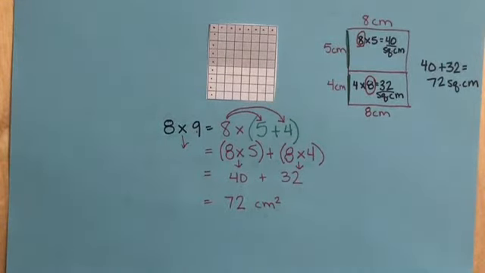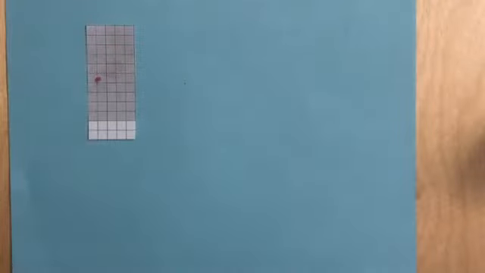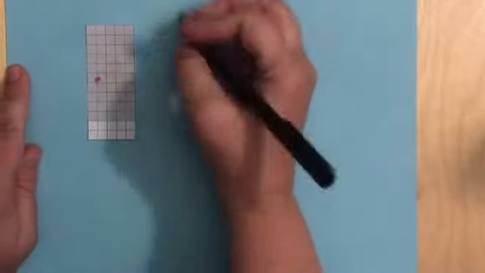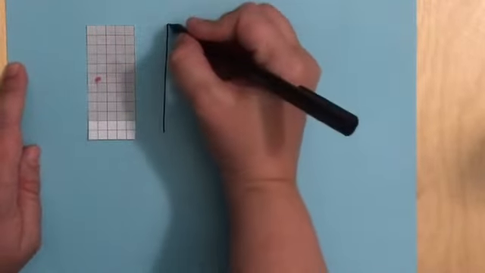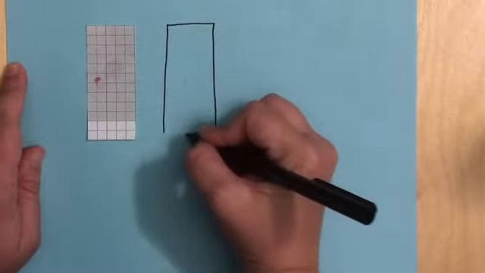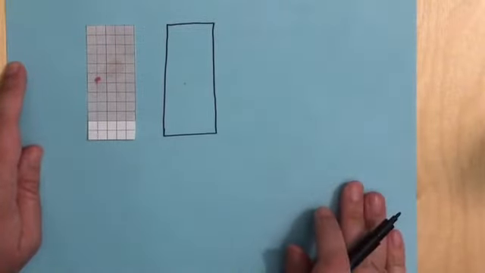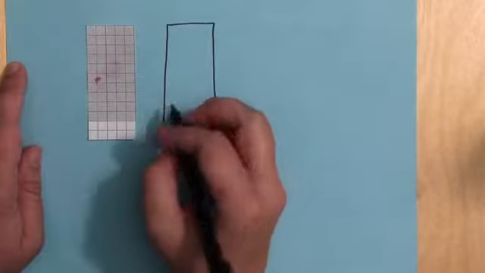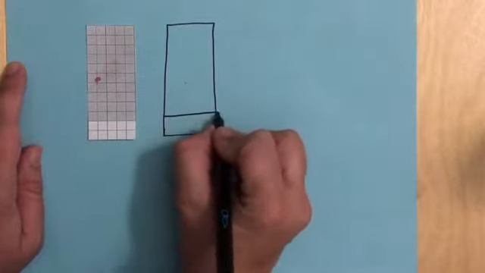Let's try another one. Okay, here's our next rectangle. Sorry, I got a little bit of red marker on there. Just please ignore that. All right, so on this rectangle, you're going to draw your area model on your paper. So you're going to draw your long rectangle. And it doesn't have to be perfect. Mine's a little wonky, a little crooked. And then we split it a little bit toward the bottom.